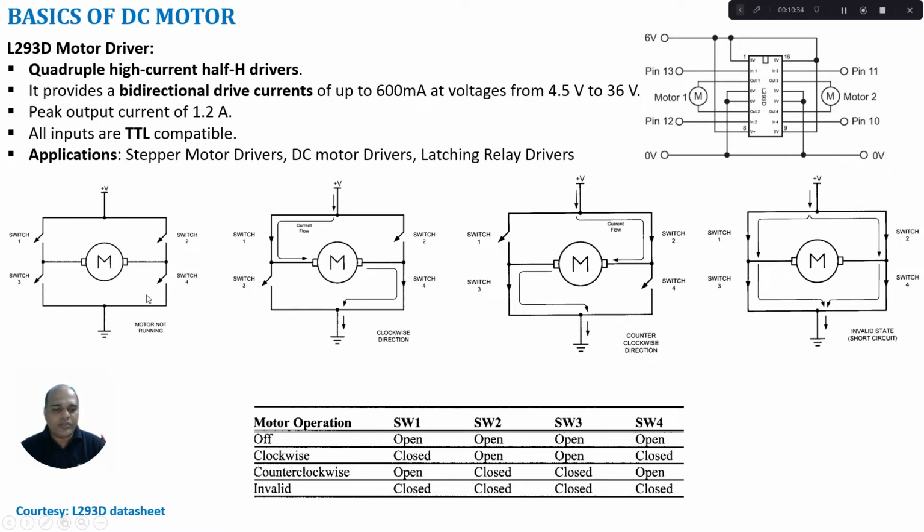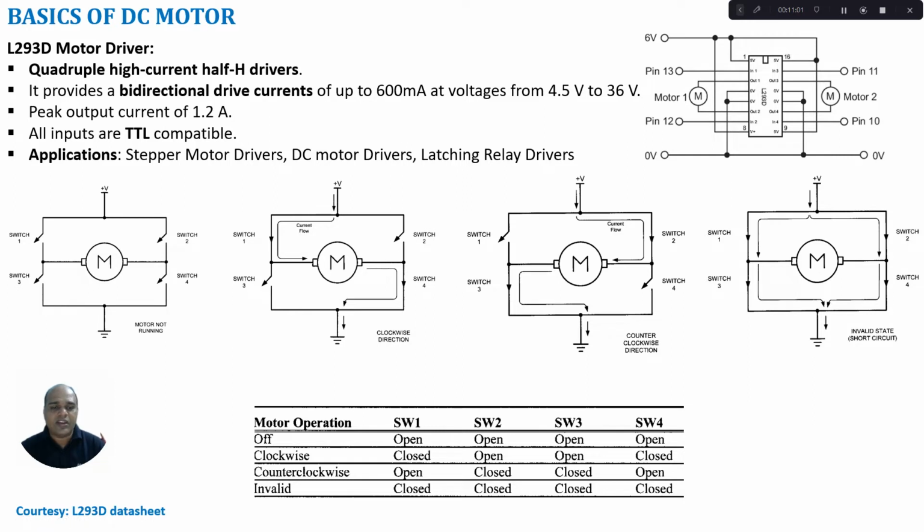I have 4 switches: switch 1, switch 2, switch 3, switch 4, and there is a motor in between here. So it looks almost like an H. That is why it is called an H driver. Here, by configuring the switches in a proper format, I can change the direction of current flow into the motor. When I change the direction of current flow into the motor, what happens?